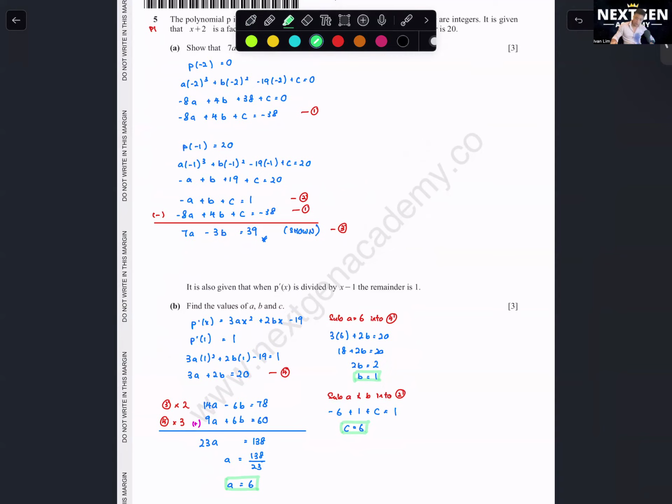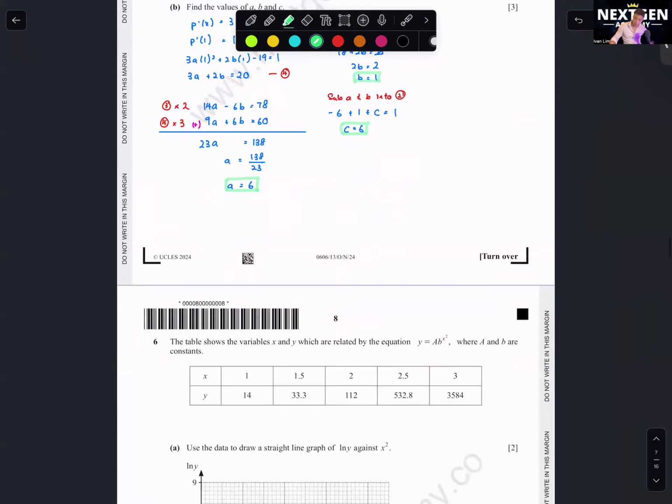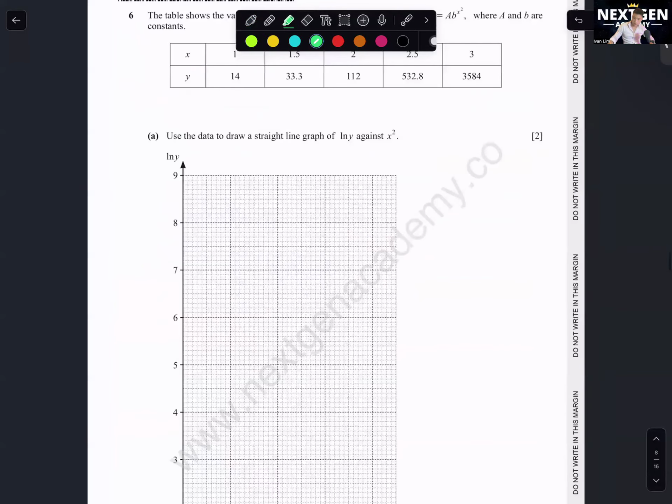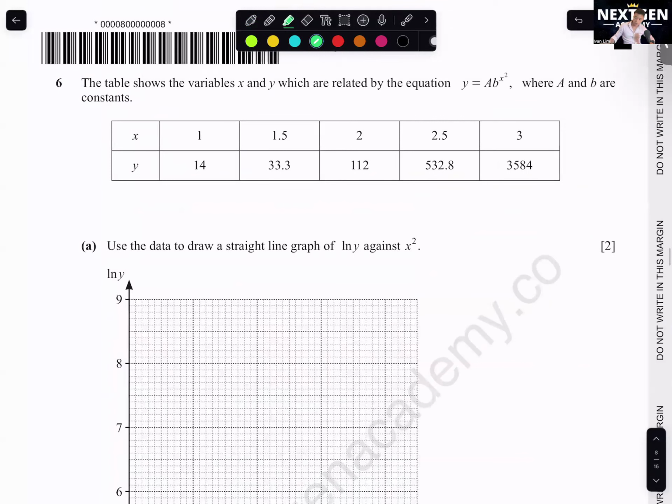Okay, let's go. The next one, question number 6. This one, you all need a calculator. So this one will come out in paper 2. Won't come out in paper 1. The table shows variables x and y, which are related by y equals ab to the power of x squared, where a and b are constants. Use the data to draw a straight line graph of ln y against x squared. So we need to change all the x values to x squared and ln y first.